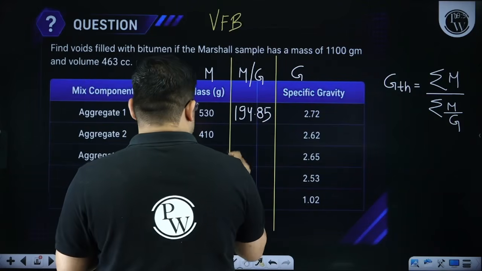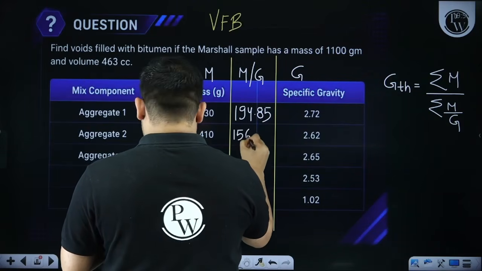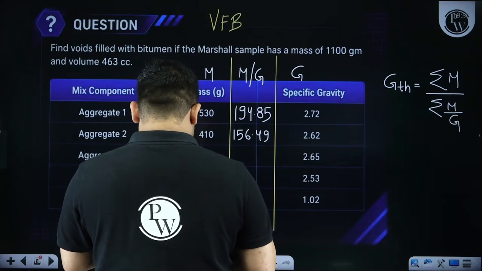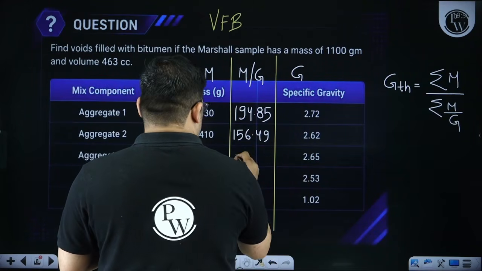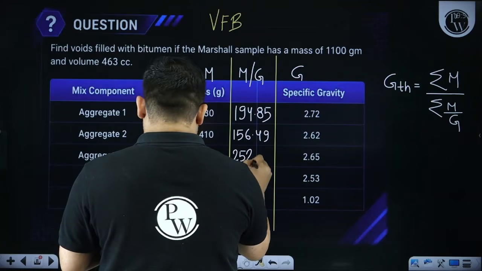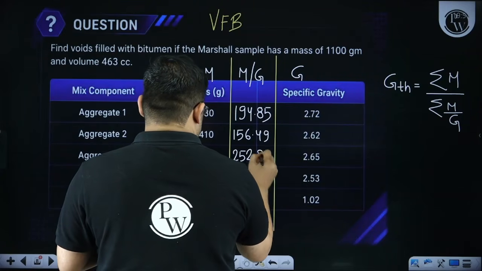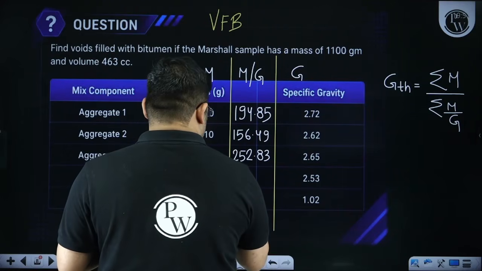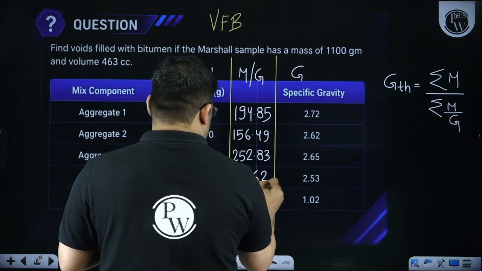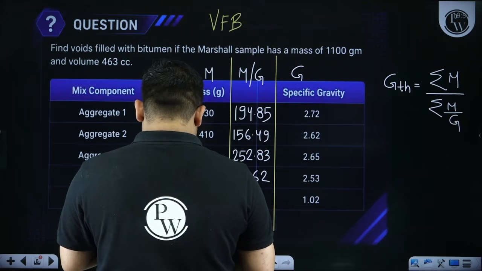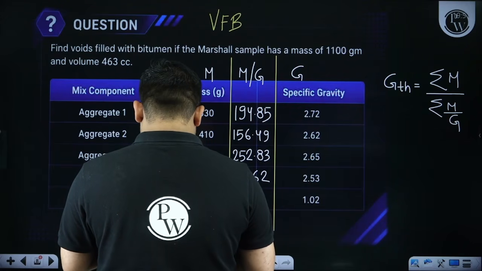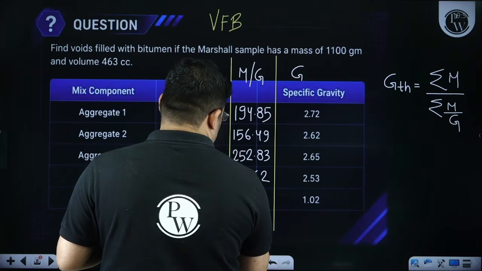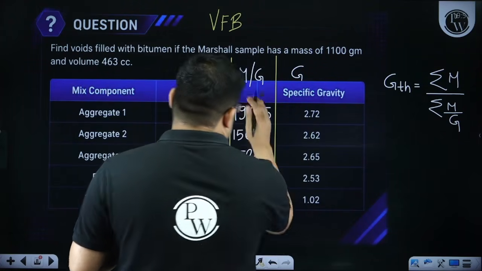This I am getting as 156.49. Next is 670 divided by 2.65. I am getting a value of 252.83. Then we have 290 divided by 2.53. I am getting 114.62. But last 100 divided by 1.02. I am getting a value of 98.04. So what we will do is we just find out all these values.